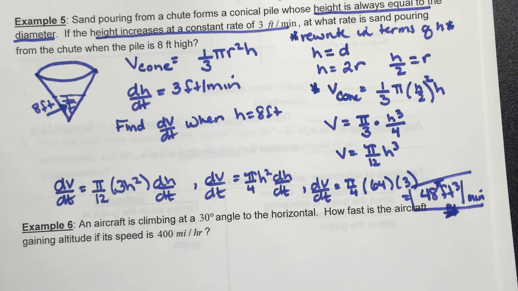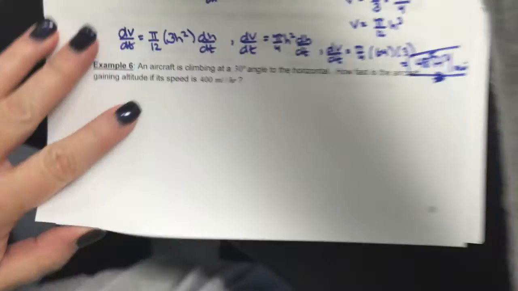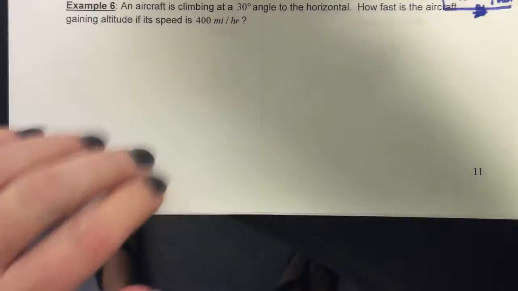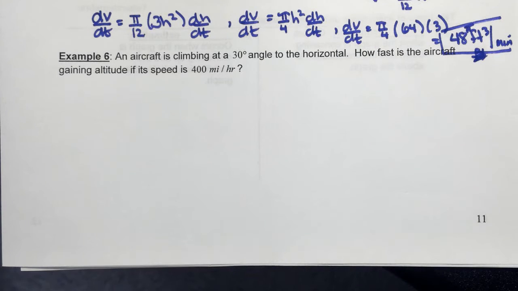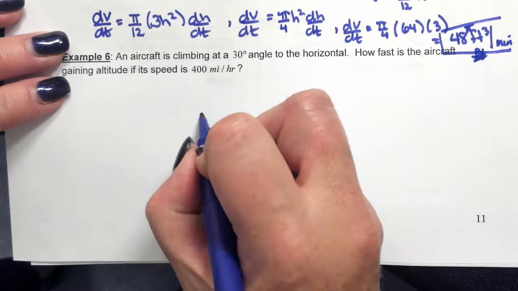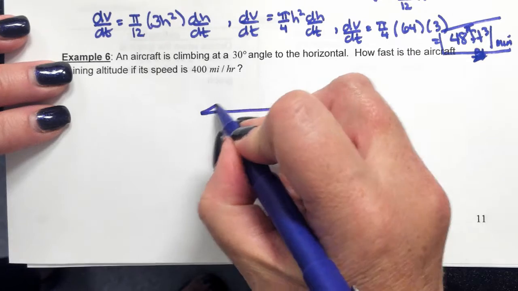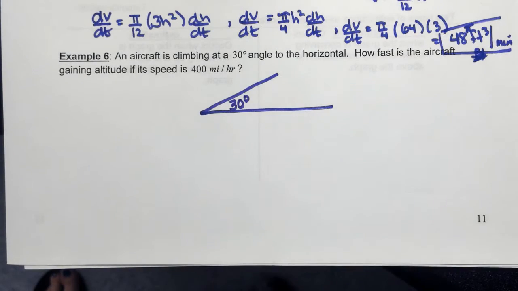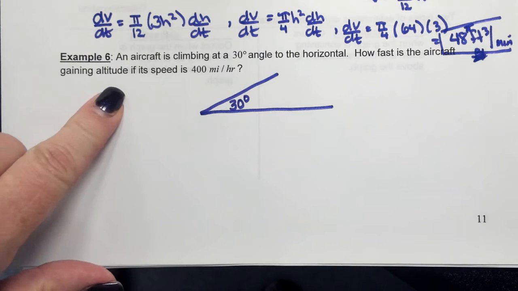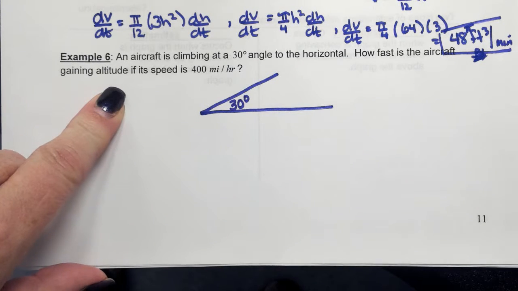So let's take a look at the last example. This is another triangle problem, and like I said, the triangle problems are either going to be the Pythagorean theorem, or it's going to be some kind of trig ratio. So let's take a look at example 6. An aircraft is climbing at 30 degrees to the horizontal. Here's my horizontal, and there's the path of the aircraft. How fast is the aircraft gaining altitude?